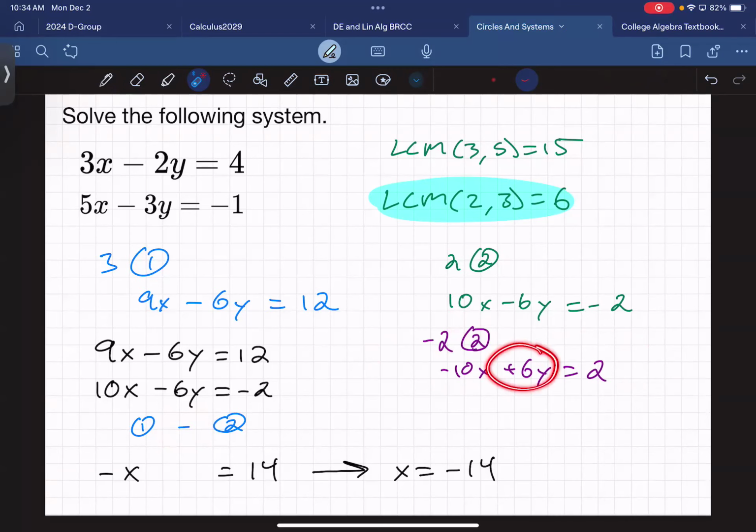Why do we like that? What's going on with those numbers now? One's negative and one's positive. A number plus its opposite will always be 0, okay?